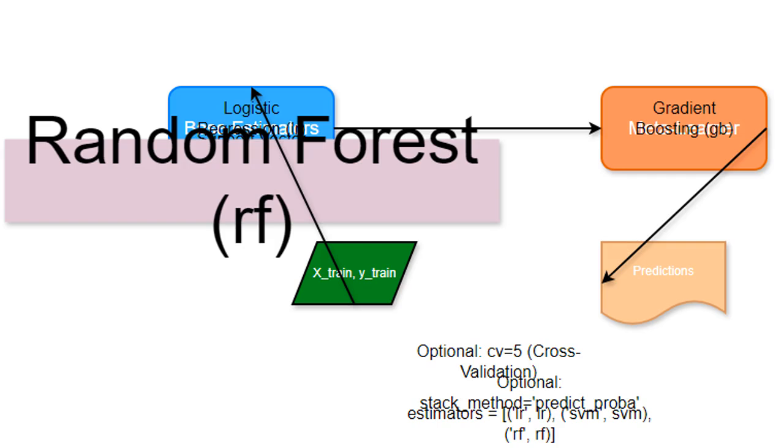The gradient boosting model acts as the meta-learner or the judge. It takes the predictions from the base estimators and combines them to create a final, hopefully improved prediction. It learns from the strengths and weaknesses of the individual experts.